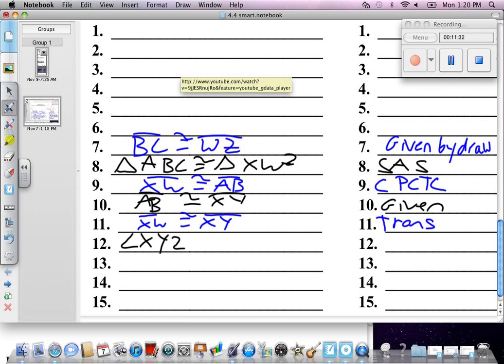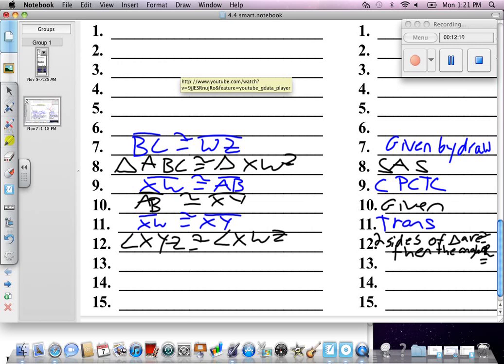Angle XYZ is congruent to angle XWZ. Okay, this is by something that looks really weird. If two sides of a triangle are congruent, then the angles opposite are congruent. What's number 9's reason? Corresponding parts of congruent triangles are congruent. Okay?